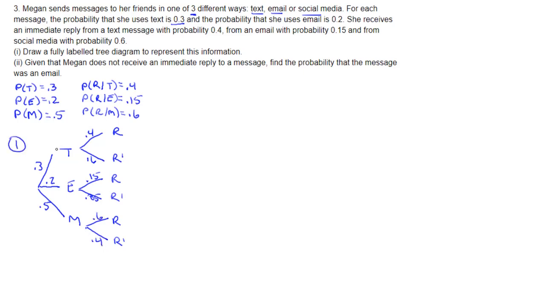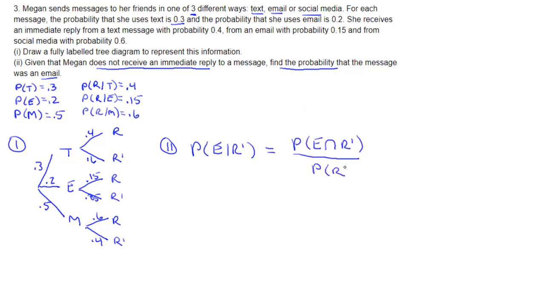And then the second part says, given that Megan does not receive an immediate reply to the message, find the probability that it was an email. So the probability it's an email, given that there's no reply. The first thing is we've got to figure out the probability of sending an email and getting no reply, and then we're going to divide by the probability of getting no reply. So let's look here. That's going to be email 0.2 and no reply is 0.85. That's going to go on the top.